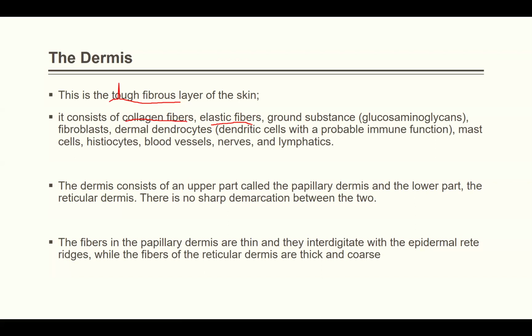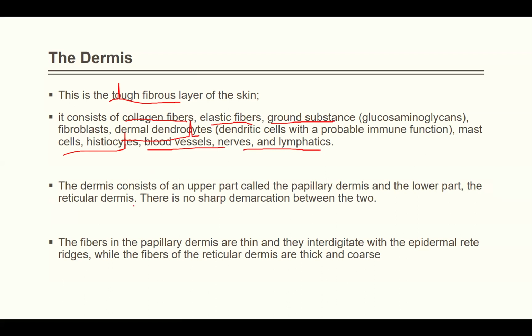What you have to understand is that all these fibers are embedded within a ground substance, and this ground substance is what we call glycosaminoglycans. We also have other cells embedded within the dermis, including the dendrocytes, the mast cells that we mentioned earlier, and histiocytes. We also have vasculature: the blood vessels, the nerves, and the lymphatics. So that's where they are located in the dermis.